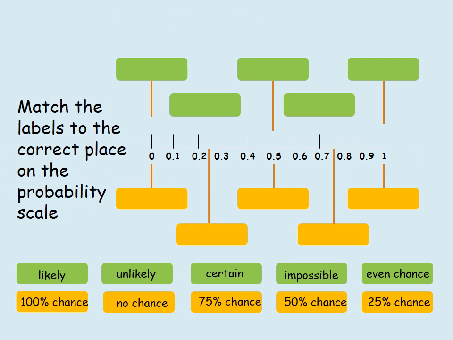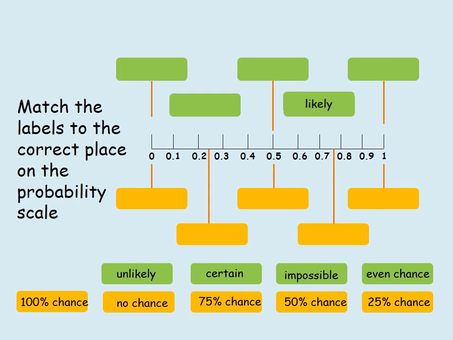Now let's do this together. Match the labels to the correct place on the probability scale. The first one we have is likely. Where will you put likely on the probability scale? Between 0 and 0.5 or between 0.5 and 1? What do you think? Yes, excellent, between 0.5 and 1.